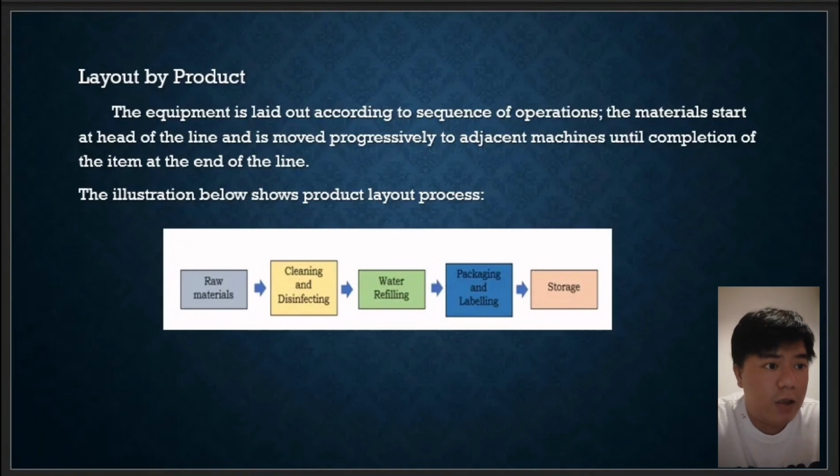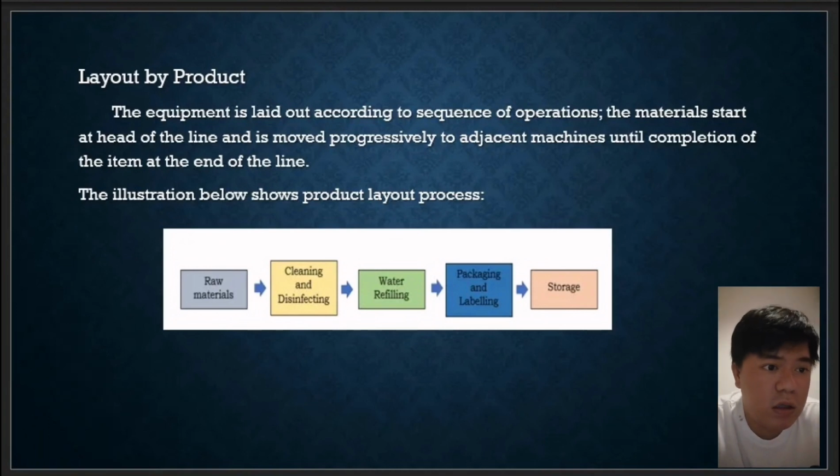And for our layout by product, the equipment is laid out according to the sequence of operations. The materials start at the head of a line and are moved progressively to adjacent machines until completion of the item at the end of the line.